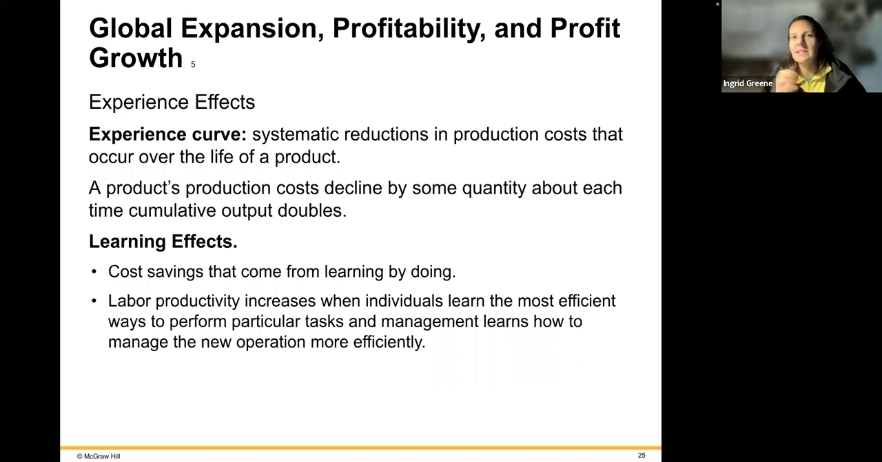Learning effects. Again, because I worked in operations for such a long time, I think this is such a cool place. I worked both for Credit Suisse and for Citibank in a group called Efficiency Management. And so how can we make things more efficient? A big piece of this is learning and making sure the employees have the knowledge to do their job most efficiently. So the cost savings that come from learning by doing. The more that an employee does something, they can do it faster, as we all see. Labor productivity increases when they learn the most efficient ways to perform similar tasks. And management learns also how to manage the new operation more efficiently.